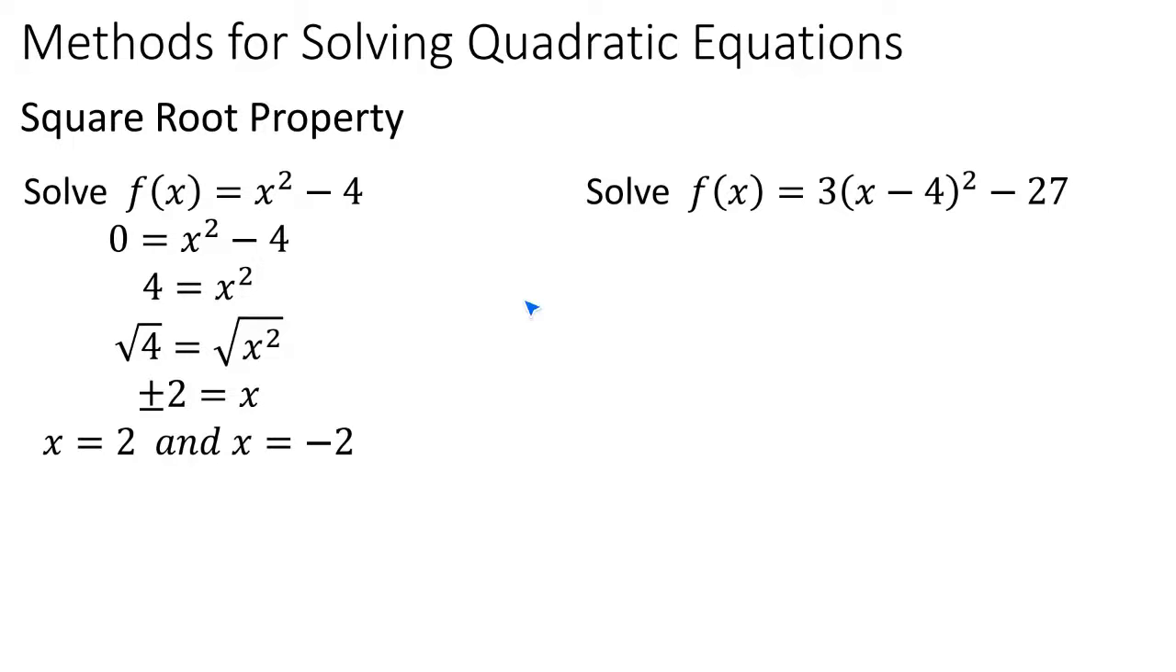So we're going to go over some of these briefly. We have the square root property. If you only have an x squared term, but you don't have an x, then you can use the square root property. To use it, again, first we have to let f of x equal 0. I'm going to add 4 on both sides, so we get 4 equals x squared. Then we can take the square root, and we end up with x is equal to plus or minus 2.